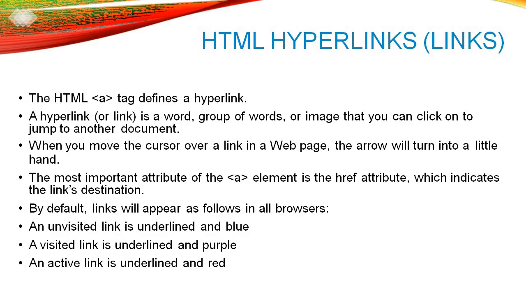By default, links will appear as follows in all browsers: an unvisited link is underlined and blue, a visited link is underlined and purple, and an active link is underlined and red. So here are the link tag and the a href attribute which indicates the destination of your link.